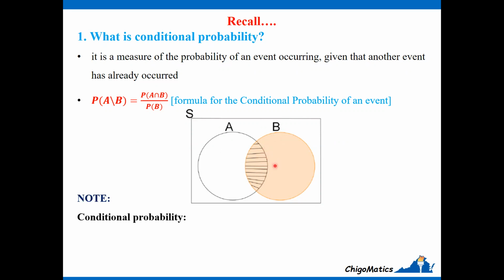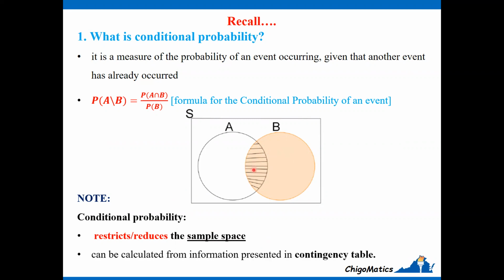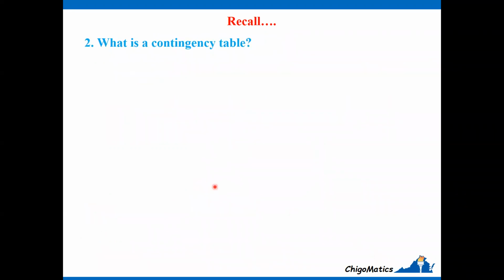Note that conditional probability restricts or reduces the sample space. Like I've already said, we are working with our sample space being the set B. Also, we should remember that conditional probability can be calculated from information presented in a contingency table. Now, what is a contingency table?